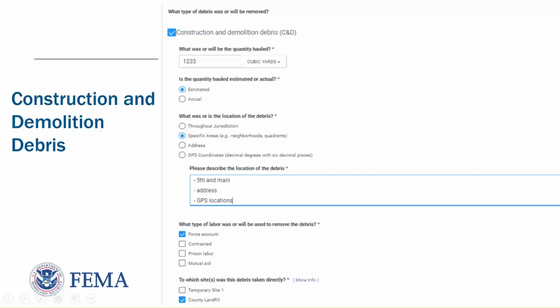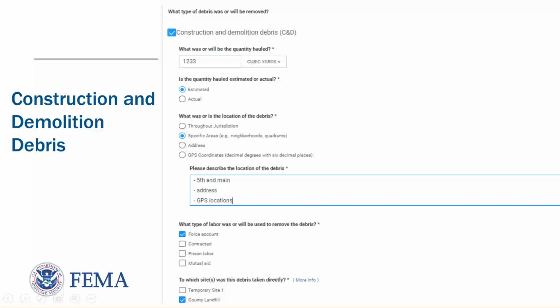So this is what that construction and demolition piece looks like. Again, it's this part of the whole. So if you have 100 cubic yards of debris, 25 of it is vegetative, and the other 75% is construction and demolition, that's what you're going to put in this section here. It's just 75 cubic yards, or in this example, 1,233 cubic yards.